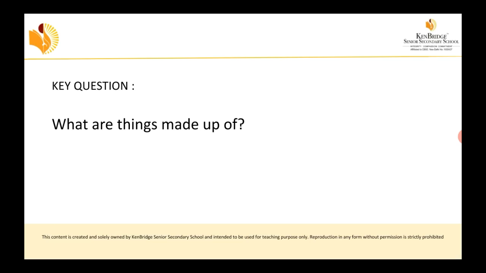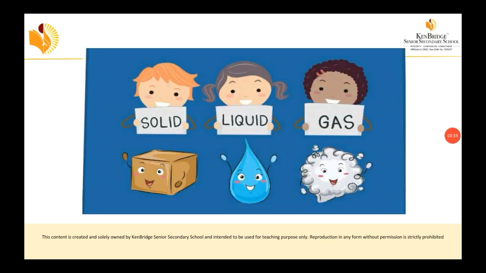So next, there is a key question. What are things made up of? So from the three items we have categorized, solid, liquid and gas. Here the solid is an apple and cookie. Both are solid because they have definite shape. We can cut it, that is solid.